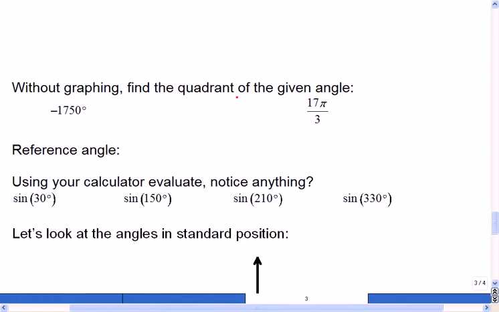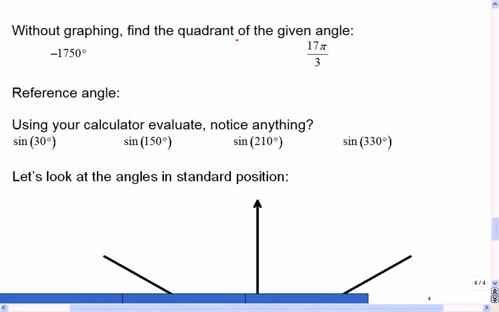Okay, so without actually trying to graph this, see if you can find, this is actually an important question for us. This is why I'm teaching you what a principal angle is. You may get something like negative 1750 or 17 pi over 3, and the question may rely on you being able to say which quadrant it's in. Okay, so see if you can figure it out.